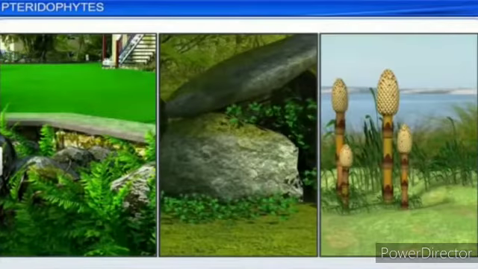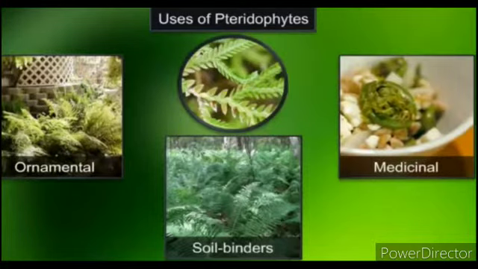Pteridophytes include horsetails and ferns. Pteridophytes are used for medicinal purposes and as soil binders. They are also frequently grown as ornamentals.